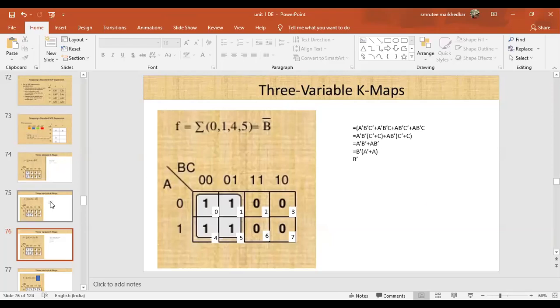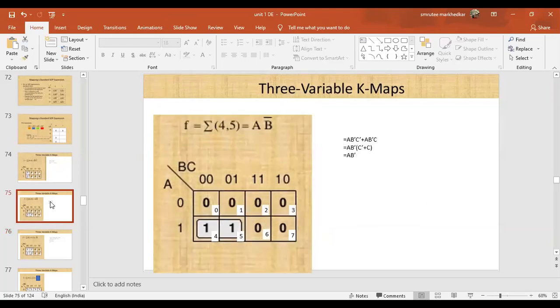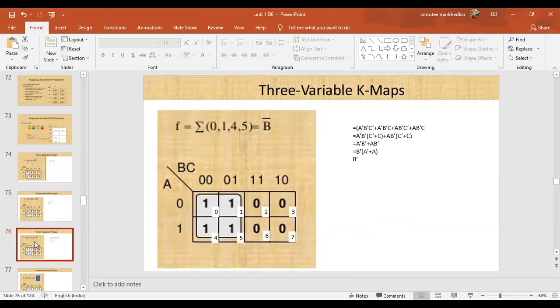One thing that we can conclude is that when we have a pair, the 3 variables have reduced to 2. When we are having a quad, the 3 variables have reduced to 1. That means the bigger the combination is, the smaller the number of variables we will get. That's the reason we prefer quad over the pair.